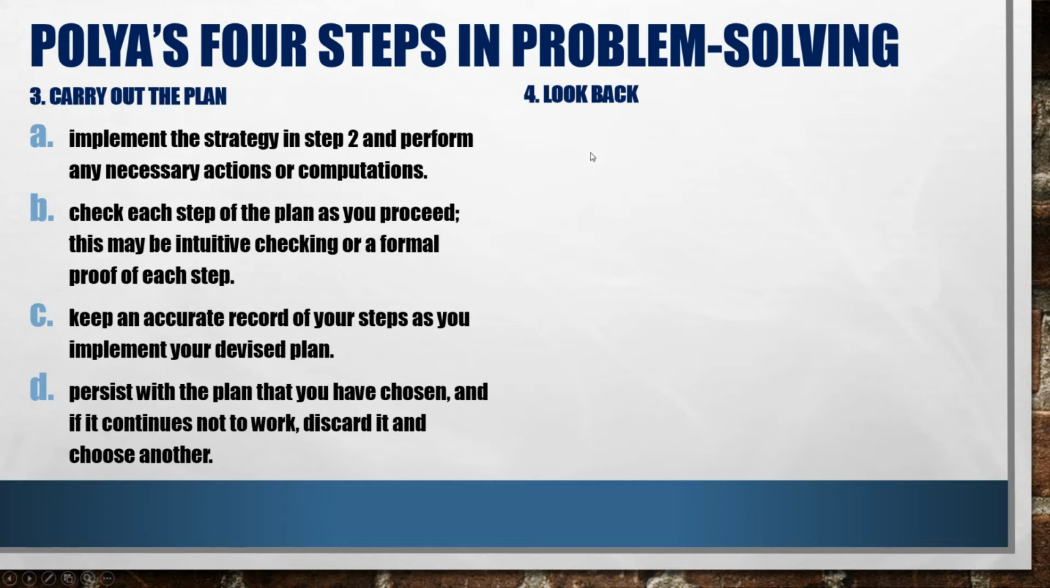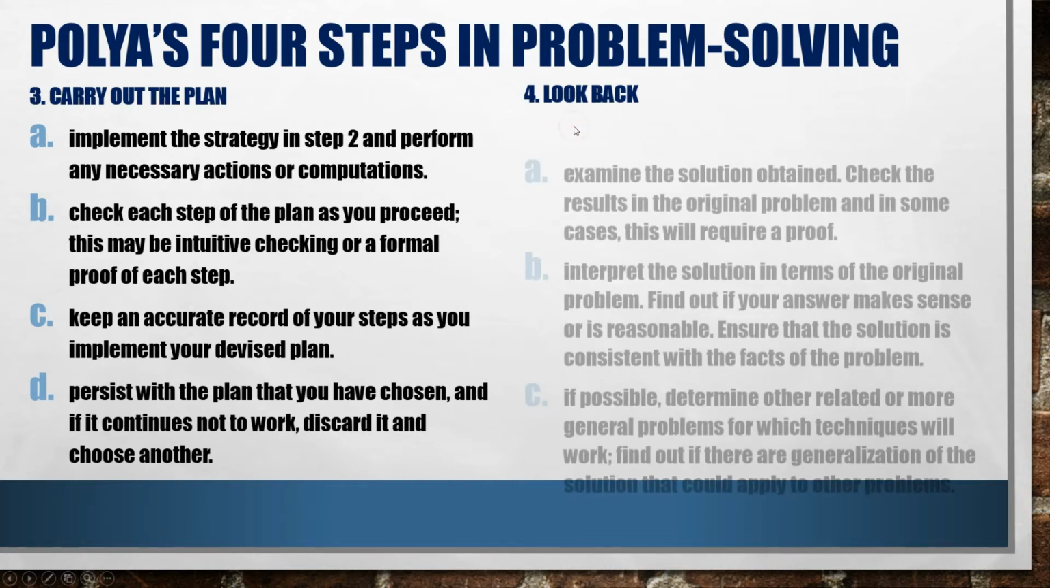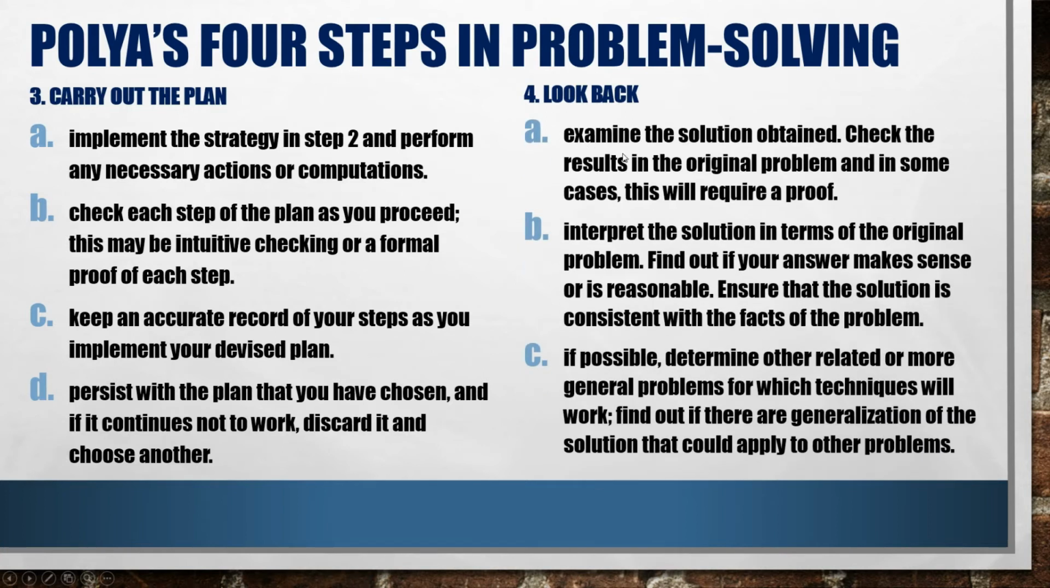After the third one, you have to go to the 4th step, that is to look back. You have to examine the solutions obtained, check the result in the original problem, and in some cases, this will require a proof. Interpret the solution in terms of the original problem. Find out if your answer makes sense or is reasonable. Ensure that the solution is consistent with the facts of the problem.